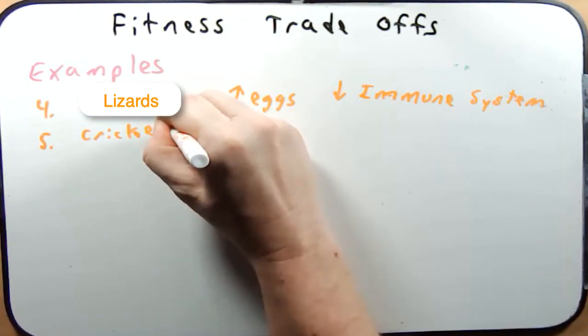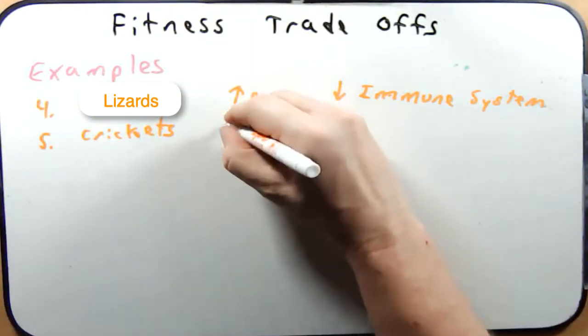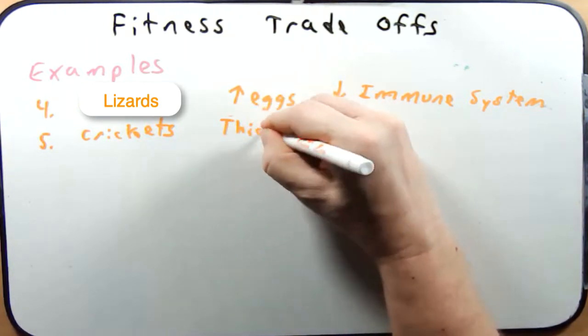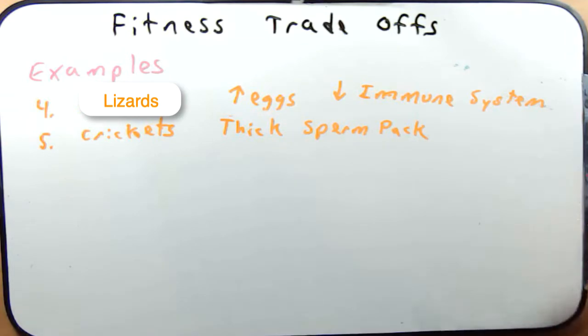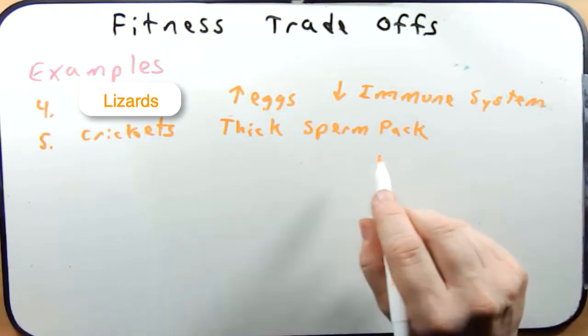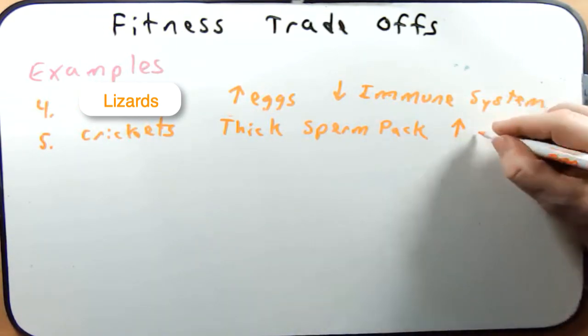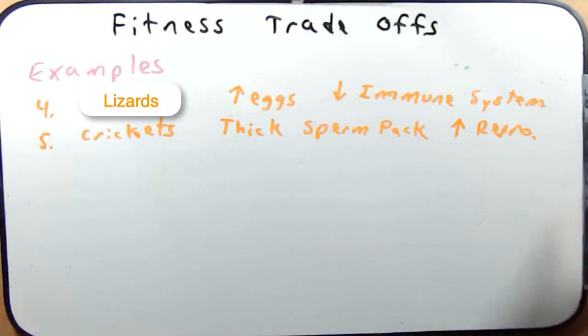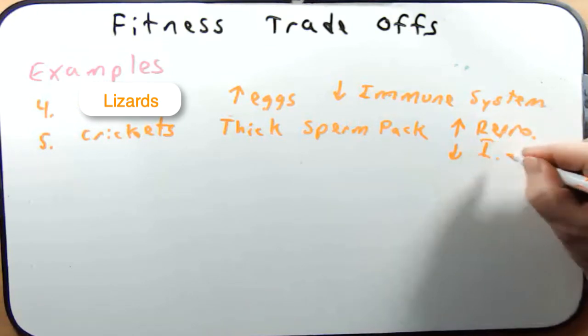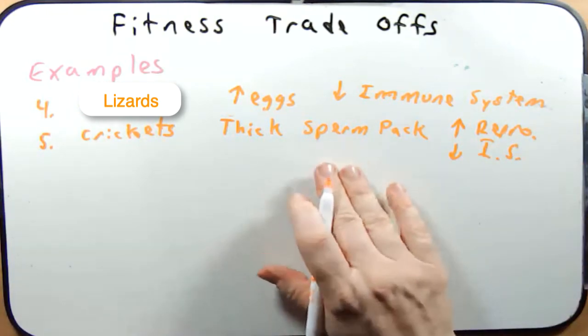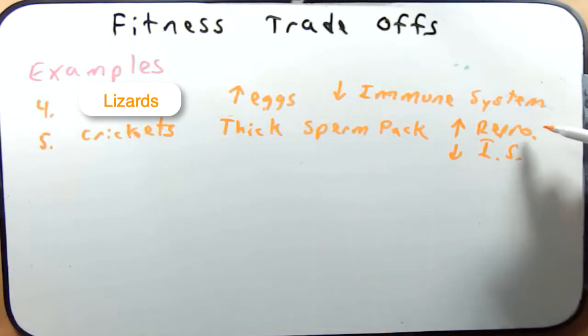So in male crickets, a thick sperm pack, just where the sperm are located during reproduction, means increased reproduction but a decreased immune system. I'll just put IS for immune system. A thinner sperm pack is the reverse: less ability to reproduce, but an increased immune system.